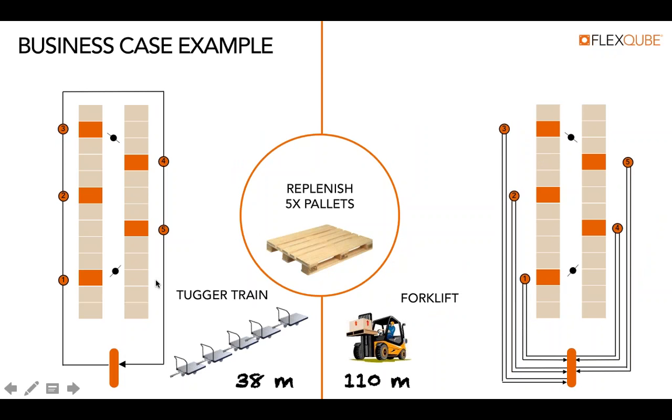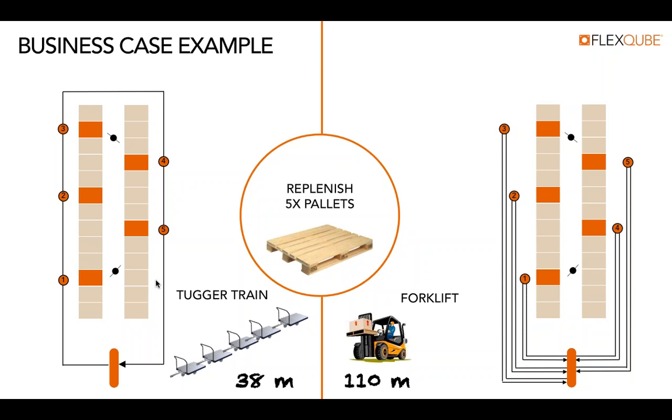This is one example of which impact it will have on efficiency. So we have a forklift to the right and a tugger train to the left. And we are going to replenish 5 Euro pallets to a kitting area. With the forklift, you take the full pallet, you transport it to the point of consumption, and then you take the empty pallet with you back, because you can only handle 1 pallet at a time. So you can see that you need to make a lot of routes.